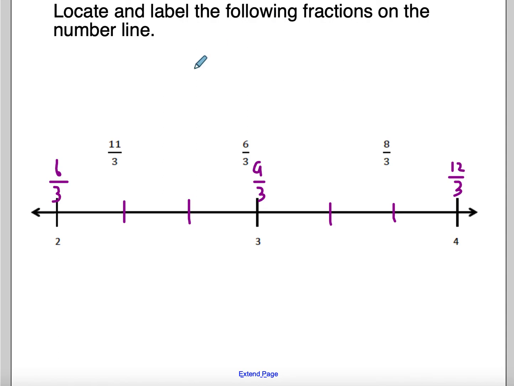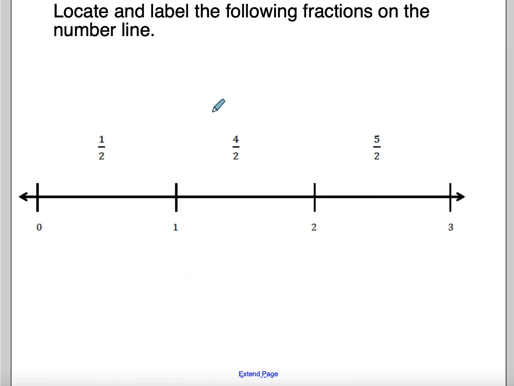All right, welcome back. So you should have started with 11/3. So that goes right here. I'm changing my color just so that you can clearly see where it goes. 11/3. Now I know this goes here because this is 9, 10, 11, or if I go back from 12, 1 less is 11/3. 6/3. We already did that one together. We can go ahead and label it 6/3. And then lastly, 8/3. If I start from 6, 7/3, 8/3, this is 8/3.